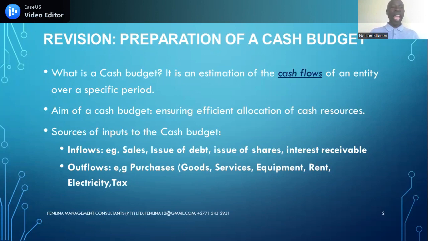We also talked about the aim of a cash budget as ensuring efficient allocation of cash resources. We also mentioned the sources of inputs to the cash budget as inflows, such as sales, issue of debt, issue of shares, interest receivable. And then outflows, we mentioned purchases of goods, services, equipment, rent, electricity, tax, as examples.